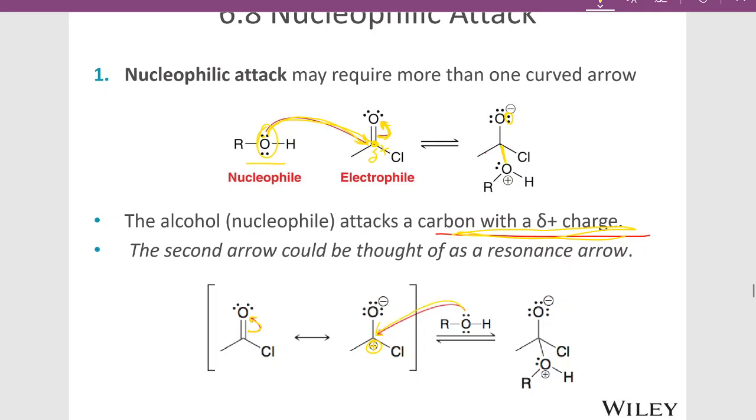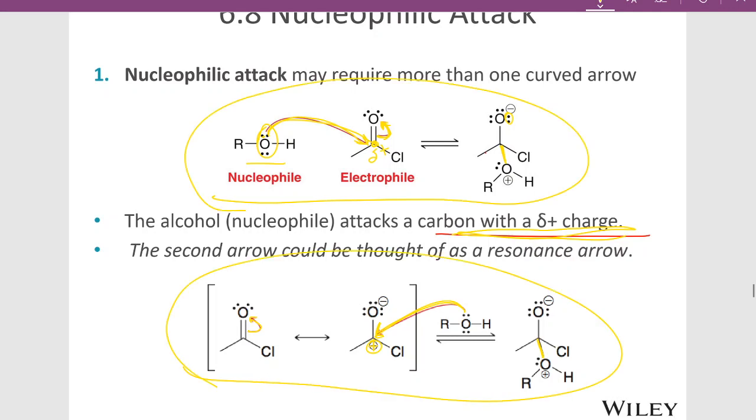So we put the tail of the arrow on the oxygen, the head on where it's going. So we formed a bond between that oxygen of the alcohol and the carbon of the carbonyl. So notice that the top step and the bottom step are showing exactly the same thing. They're just showing it in 2 different ways. So you can show the oxygen attacking the electrophile first and then the pi bond becoming a lone pair, or you can show the pi bond becoming a lone pair first and then the oxygen attacking.